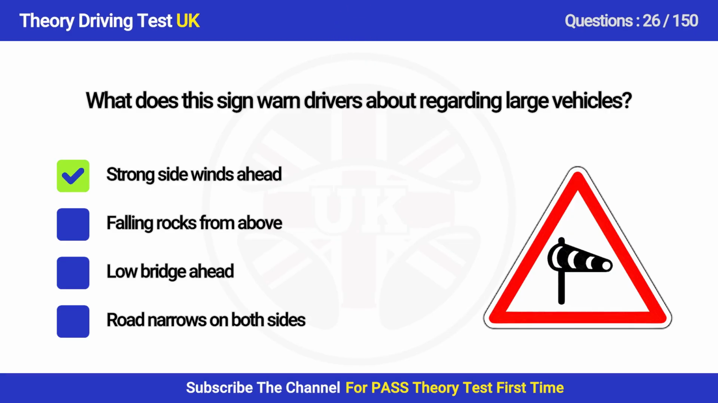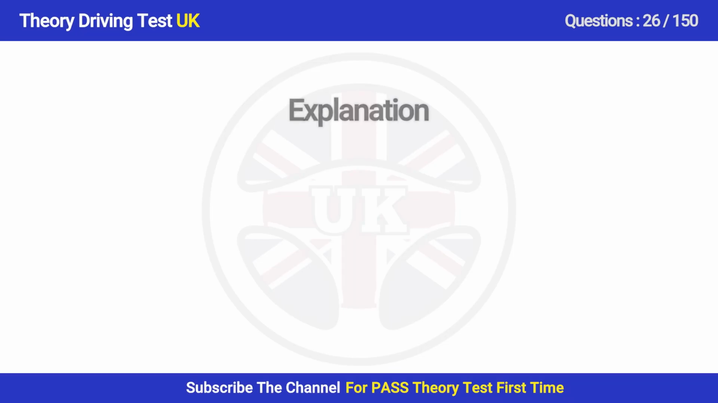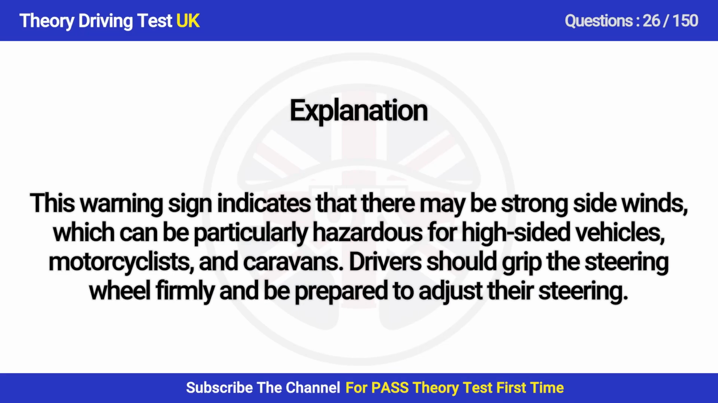Answer is A. Strong side winds ahead. This warning sign indicates that there may be strong side winds, which can be particularly hazardous for vehicles, motorcyclists, and caravans. Drivers should grip the steering wheel firmly and be prepared to adjust their steering.